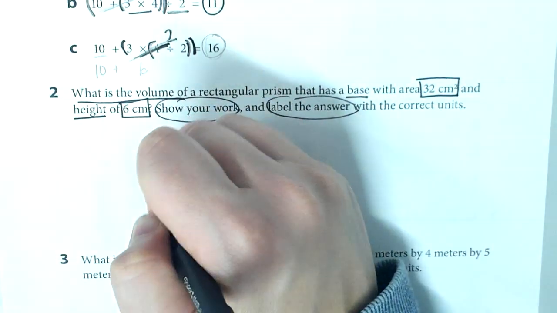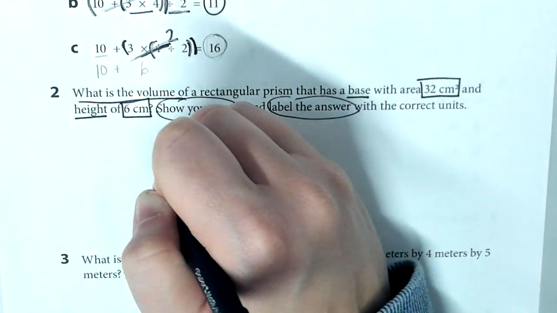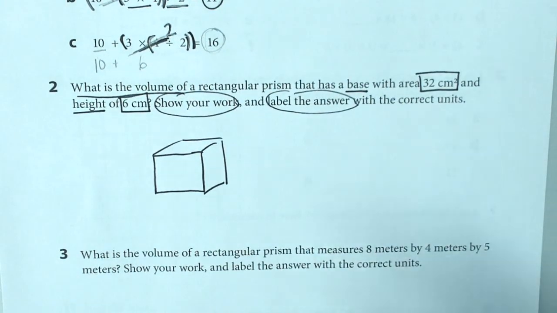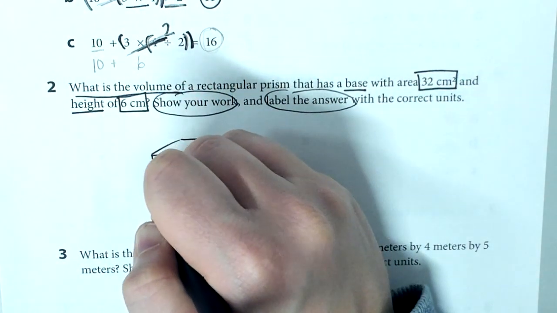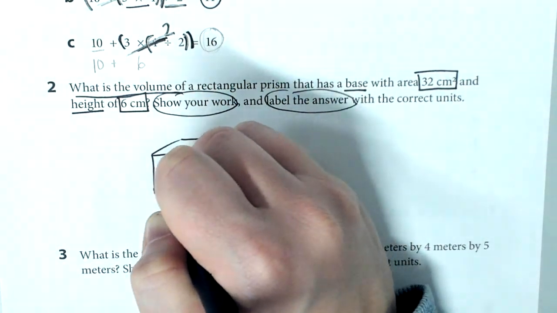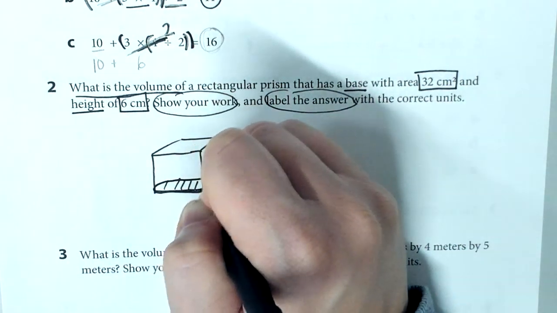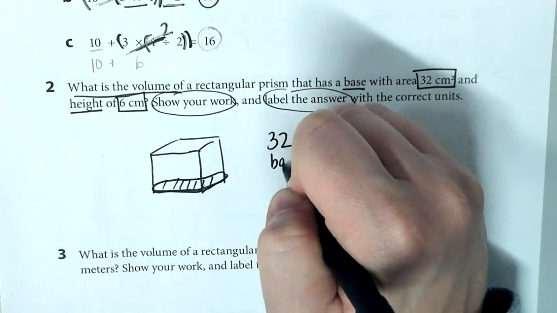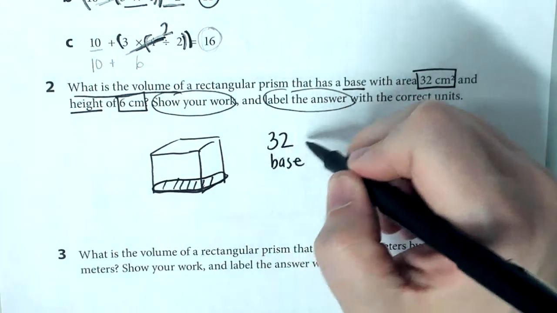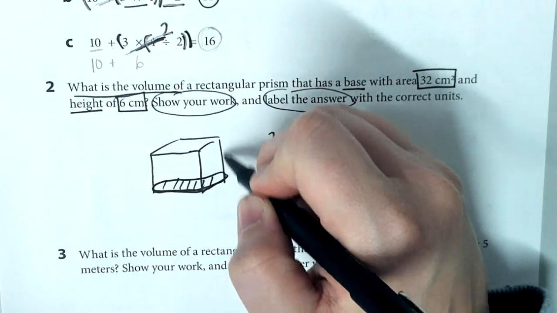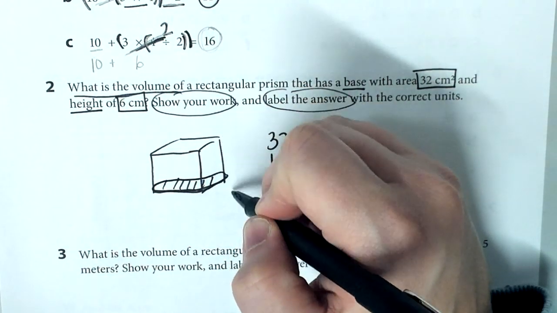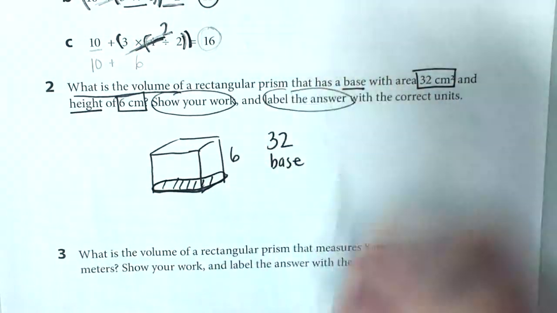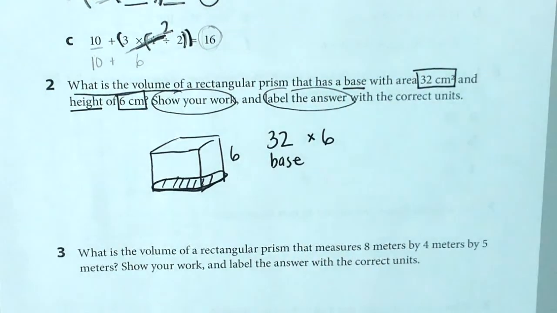So I'm just going to quickly sketch out my prism. This is one way I can show my work. Now I know that my base is the very bottom layer. That's this whole bottom. That's my base. My base is 32 centimeters. Once I have my base, what do I do to find the volume? Yeah, I need to know the height. I know that it's 6 layers tall, so I take 32 times 6.